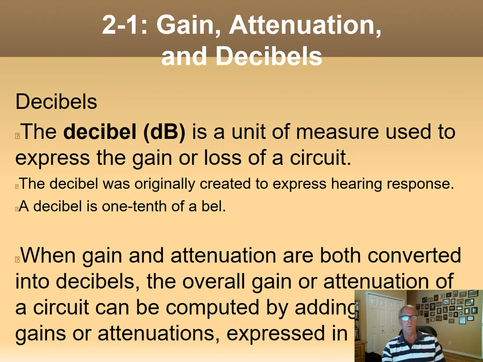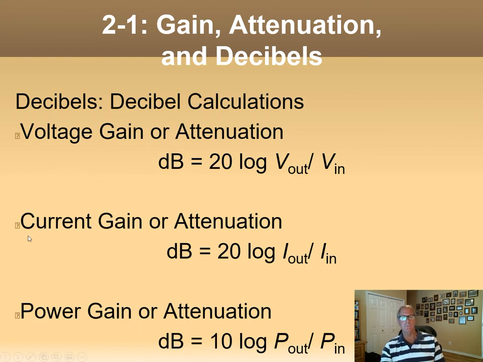Decibel is 1/10 of a bell. When we convert them into gain and attenuation in decibels, you can do the overall gain by adding the individual gains or attenuations expressed in decibels rather than multiplying them. So you add now because it's in decibels. So here's your decibel calculations.